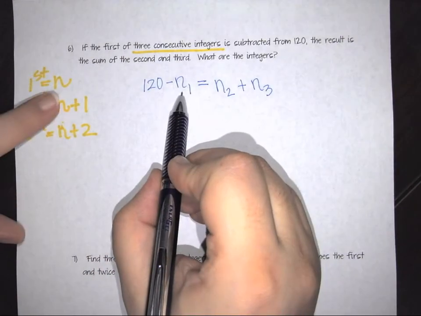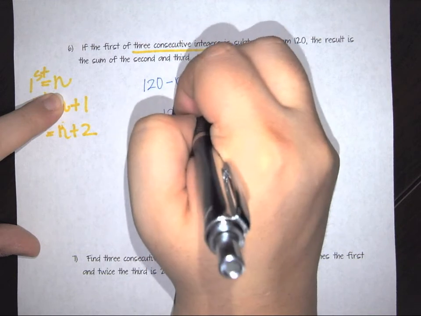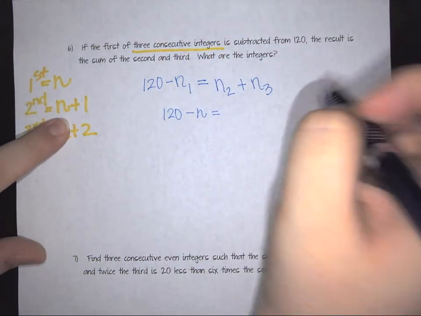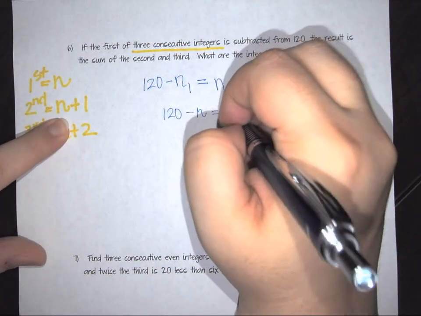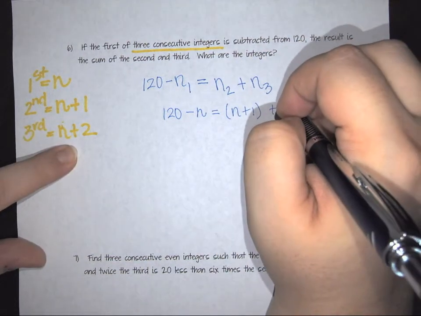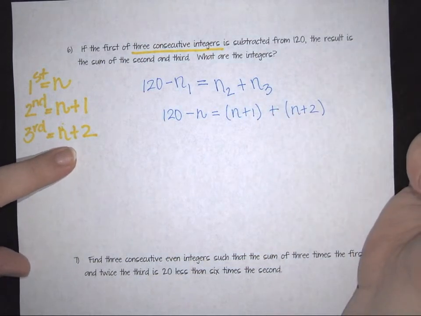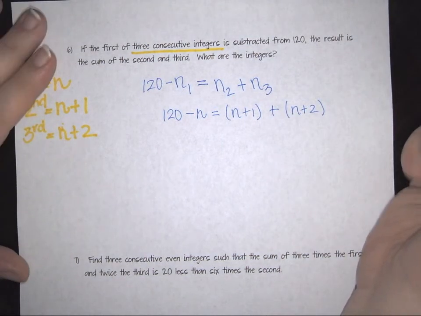My first integer is represented by n, so this is 120 minus n. My second is going to be n plus 1. So this becomes n plus 1 plus my third, which was n plus 2. Now that we have everything we need, you can go ahead and solve.